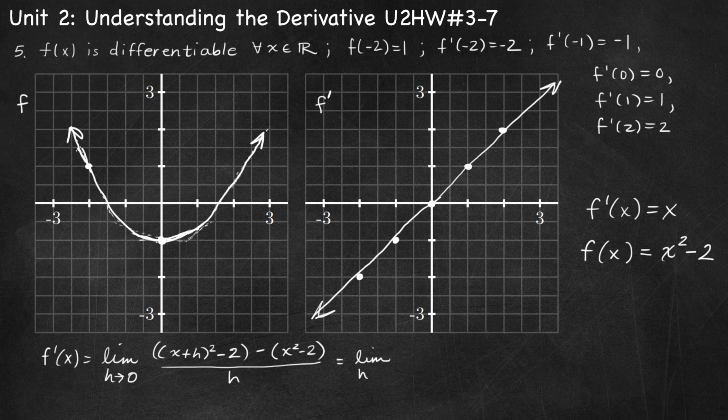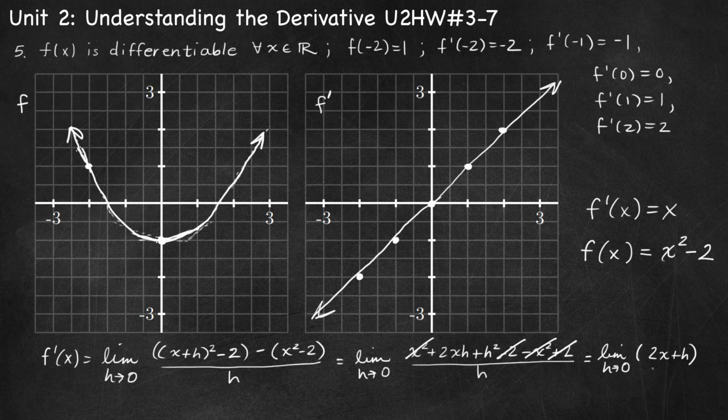So we're going to simplify that. In the numerator, I have x squared plus 2xh plus h squared minus 2 minus x squared plus 2, all over h. So our x squared minus x squared is 0. That cancels out. Minus 2 plus 2, that's 0. That cancels out. Now my remaining terms have an h, which I can factor out. And if I factor an h out of the numerator, it's going to cancel with that h in the denominator, leaving me with 2x plus h.